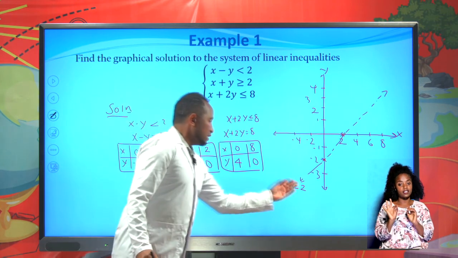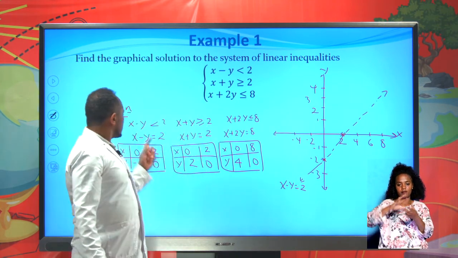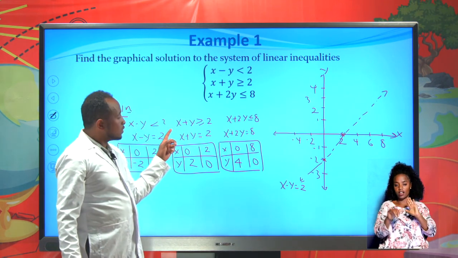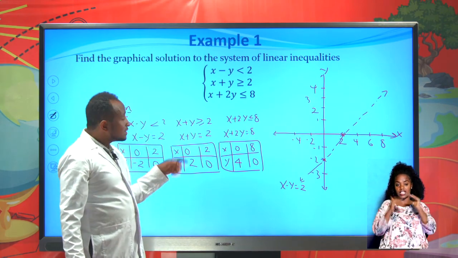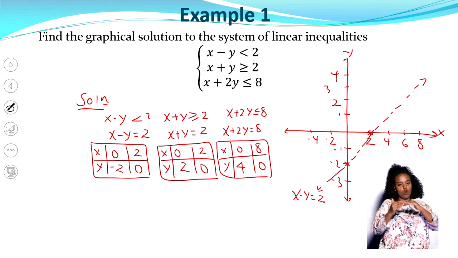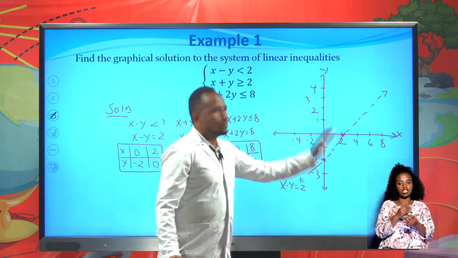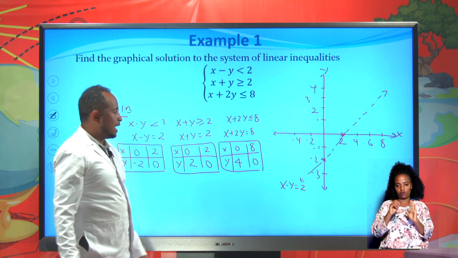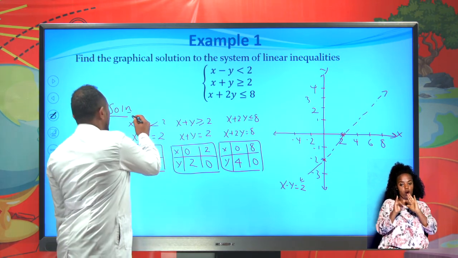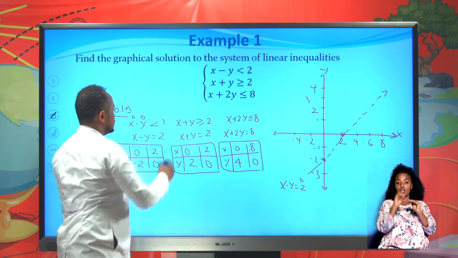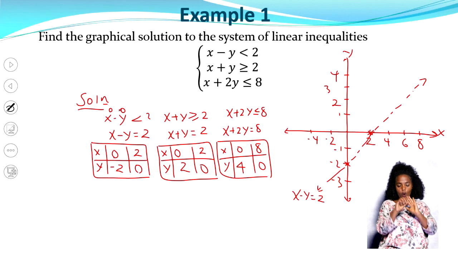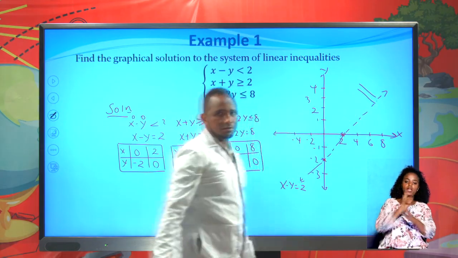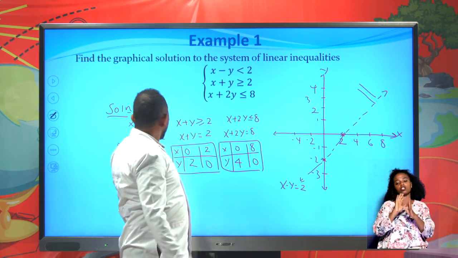To find the inequality region, the inequality is x minus y less than 2. So for the graph of x minus y less than 2, take any point below or above this line. If that point satisfies that region, the solution region will be that part. If it's not, the solution region will be on the other part. So let's take the origin. When you put it in this inequality, 0 minus 0 less than 2, it satisfies. It's true. Therefore, the solution region will be on the upper part. The whole region will be the solution for x minus y less than 2.